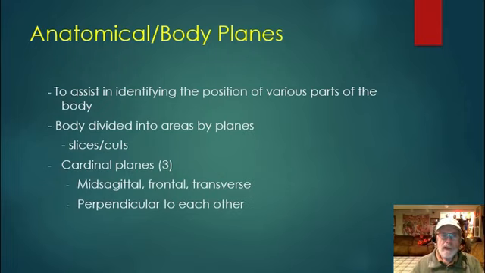The body has what we call three cardinal planes. One of them is called the mid-sagittal or sagittal plane. Another is called the frontal plane, and another is called the transverse plane. They're all perpendicular to each other, and they help define where things are in relationship to one another, or the location of a particular structure within the body. So let's talk about this a little bit more.